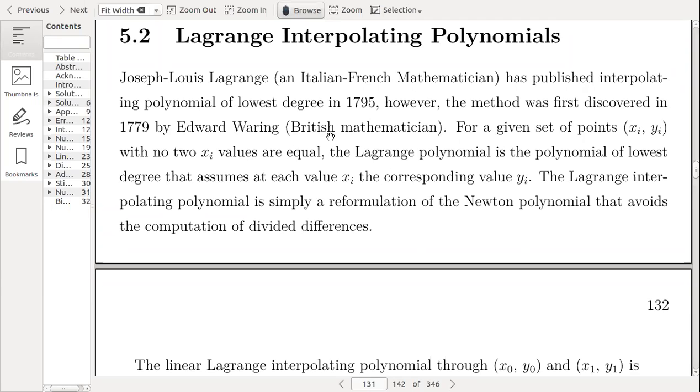So he was an Italian-French mathematician, but the method was first discovered by Edward Waring. So he was a British mathematician.